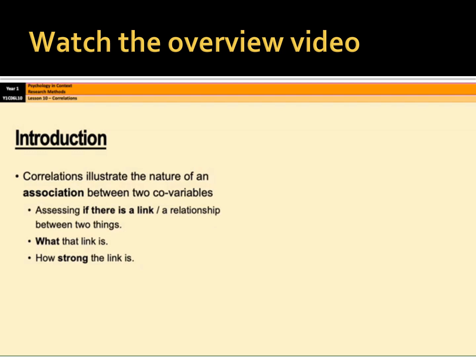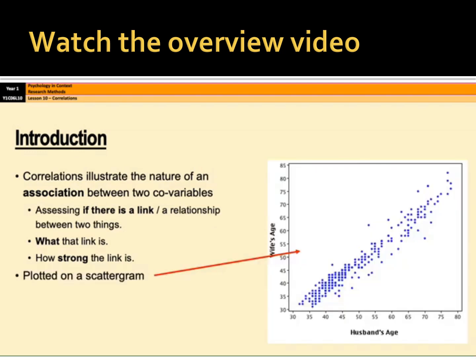Typically, correlations are plotted on a scattergram. It looks a little bit like this. Okay, it's important that you know what this is because it's very common to ask people in an exam to draw a scattergram. When you're drawing a scattergram, you plot your covariables on each axis. So in this case, you are looking at the relationship between a wife's age and a husband's age. And as you can see, the wife's age gets plotted on the y-axis and the husband's age gets plotted on the x-axis. But it doesn't really matter. You could switch those around if you wanted to. Each one of the blue dots is a participant, or is a pair of participants in this case.